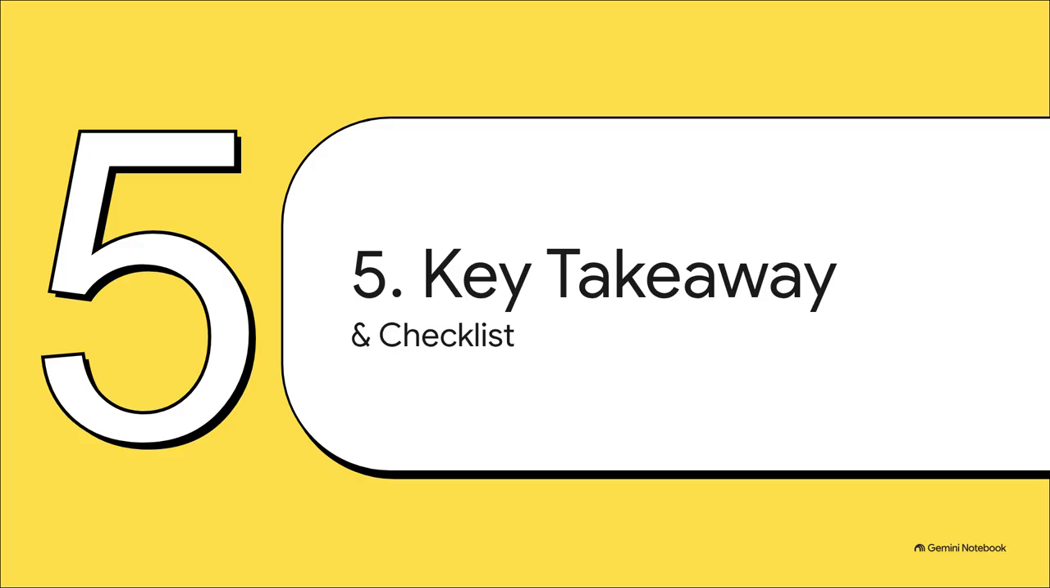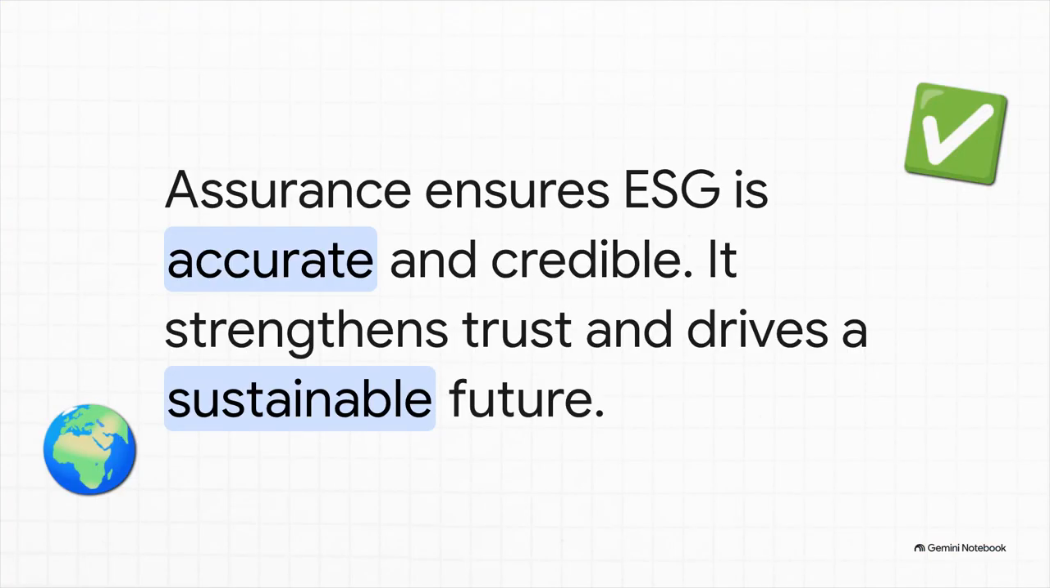Finally, let's wrap this up with Section 5, Key Takeaway and Checklist. If you remember one thing today, make it this key takeaway. Assurance ensures ESG information is accurate, reliable, and credible. It strengthens trust, supports decision-making, and drives a sustainable future. This isn't just about ticking a regulatory box, folks. It's the vital mechanism that literally drives an organization toward a sustainable future.